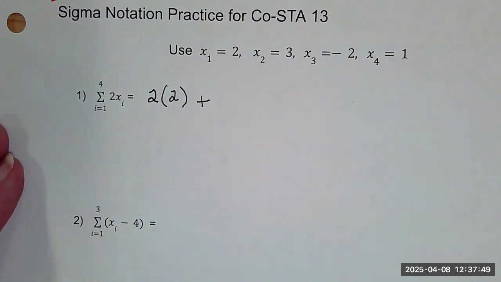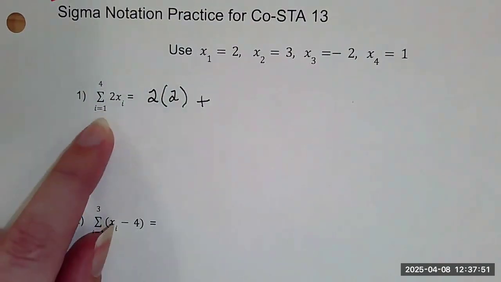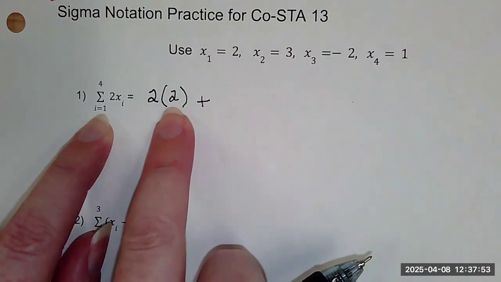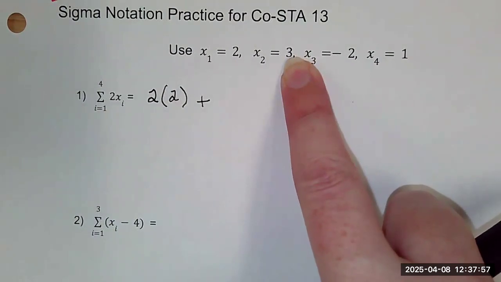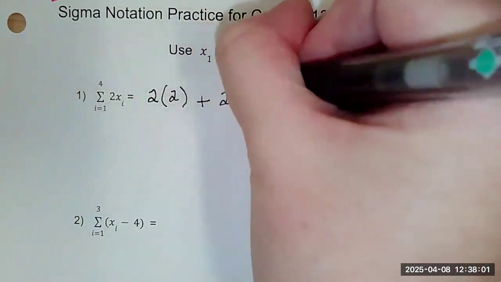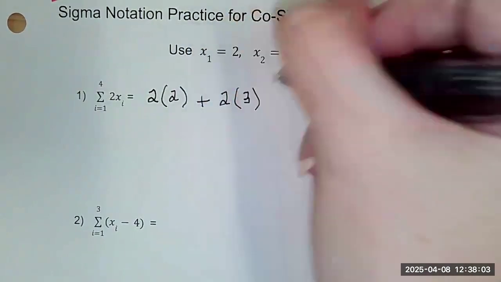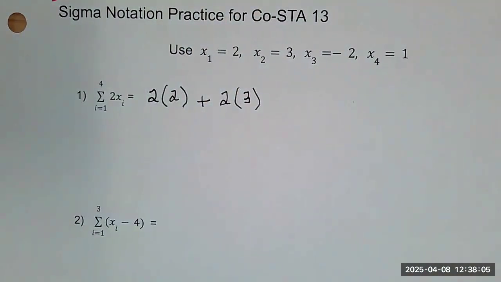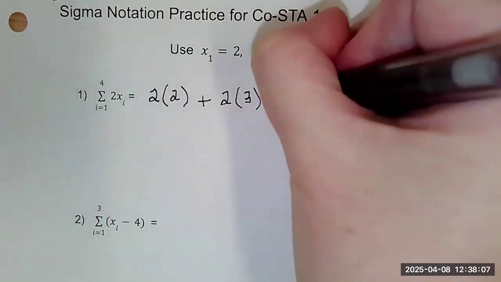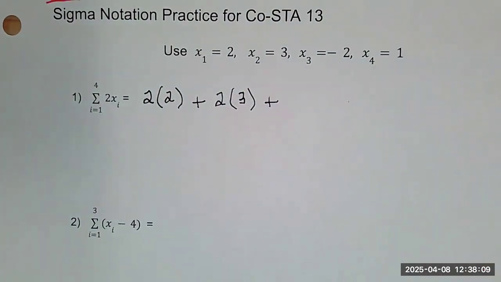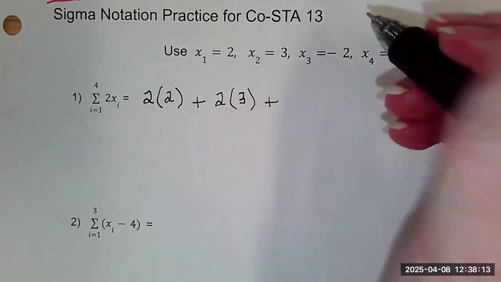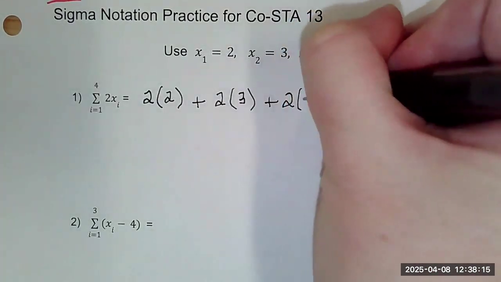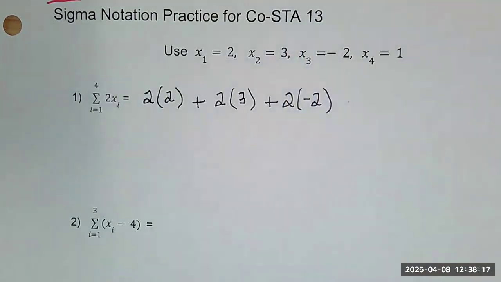And now it says, I want you to take the second one, because we're starting at 1. I just used the first one. Now we're going to do the second one. Here's my second one. You're going to multiply that by 2 as well. So we're going to do 2 times the second one, which is 3. And then because this is summation notation, we're going to put a plus sign down. And then it says we're going to do the third one, which is -2. And we're going to multiply it by 2 as well. So 2 times that -2.